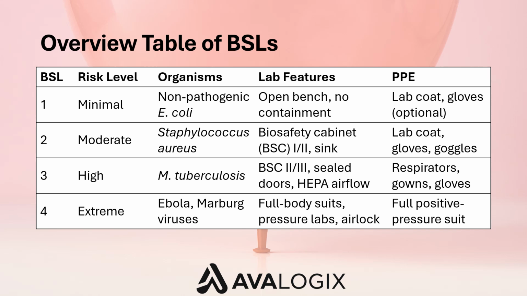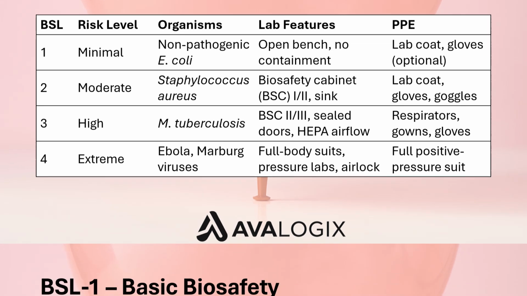Here, airflow becomes crucial, and respirators are often necessary. Finally, BSL 4 is for the highest-risk agents, viruses like Ebola and Marburg. These labs have the most rigorous controls, including positive pressure suits and airlocks. Each level builds on the previous one, adding more layers of containment and complexity. Keep this structure in mind as we go into the specifics of each level.